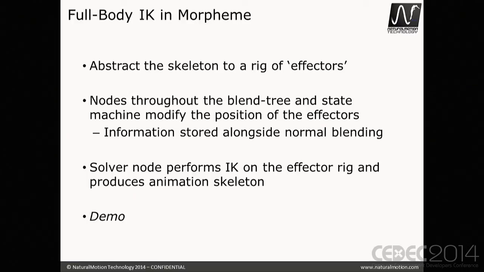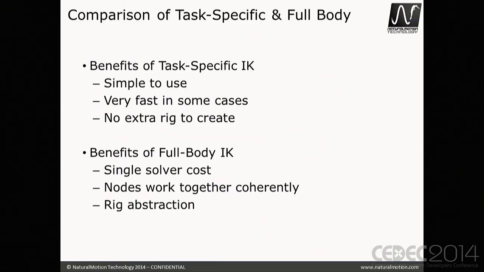I'm pretty much out of time, so I'll go very quickly through the kind of benefits here. There's still reasons to use the task-specific IK. It's a bit easier to set up. And for some things, it's very, very fast. If you're just doing 2-bone IK, just to move a position, that's a very simple bit of mathematics. It's certainly faster than using full body IK. And you don't have to worry about building your effector rig.